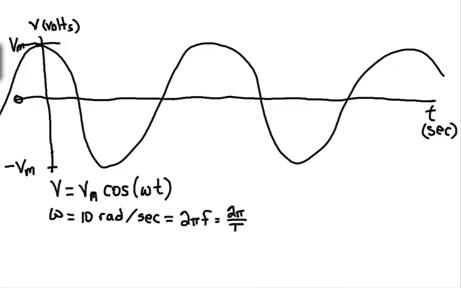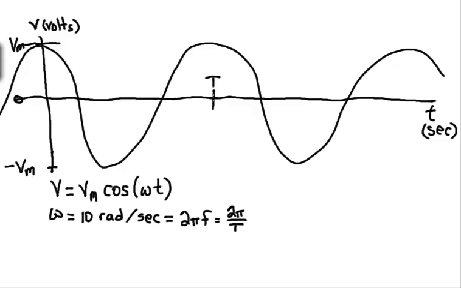And since omega is also 2 pi f, where f is frequency in cycles per second, or hertz, and also omega is equal to 2 pi divided by capital T, capital T is the period. The period is this amount of time for one cycle. That amount of time is the period.